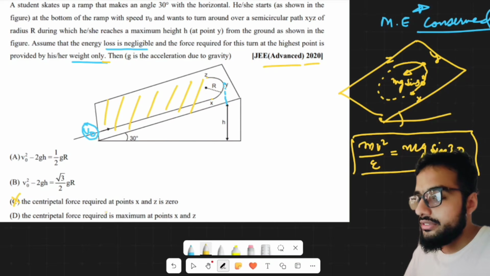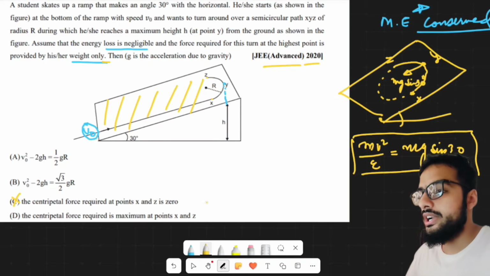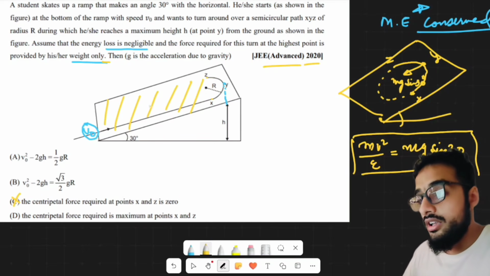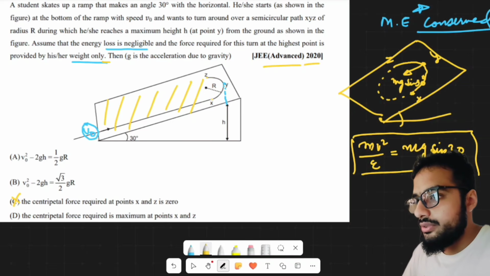The centripetal force required is maximum at points X and Z. See, the need of centripetal force starts from point X all the way till point Z, isn't it? And obviously the direction of the centripetal force required at every point is different.